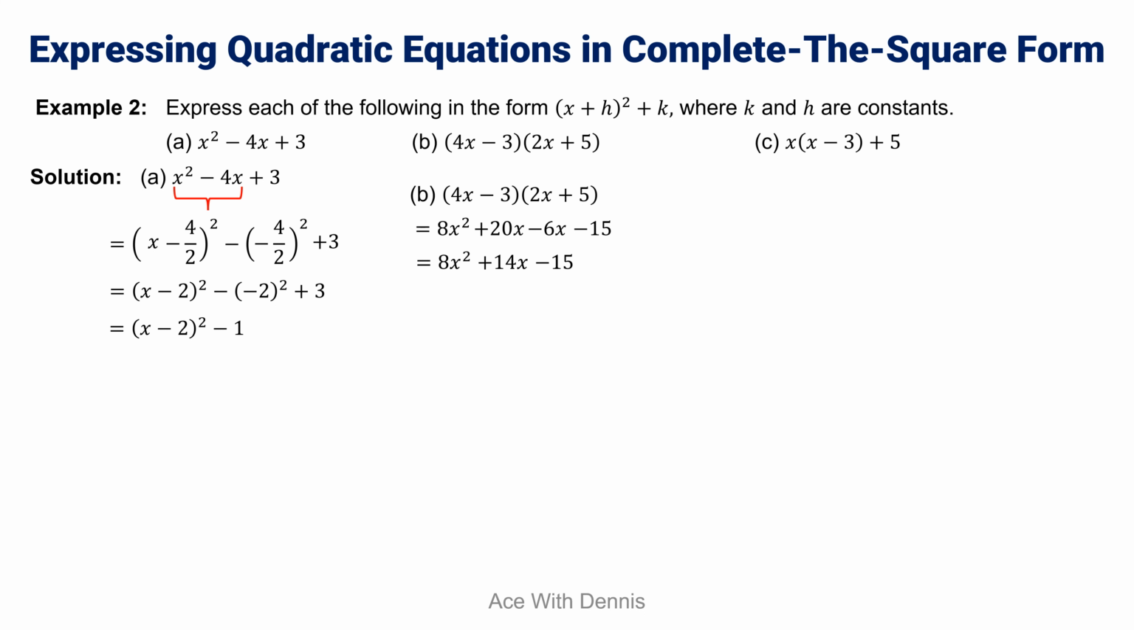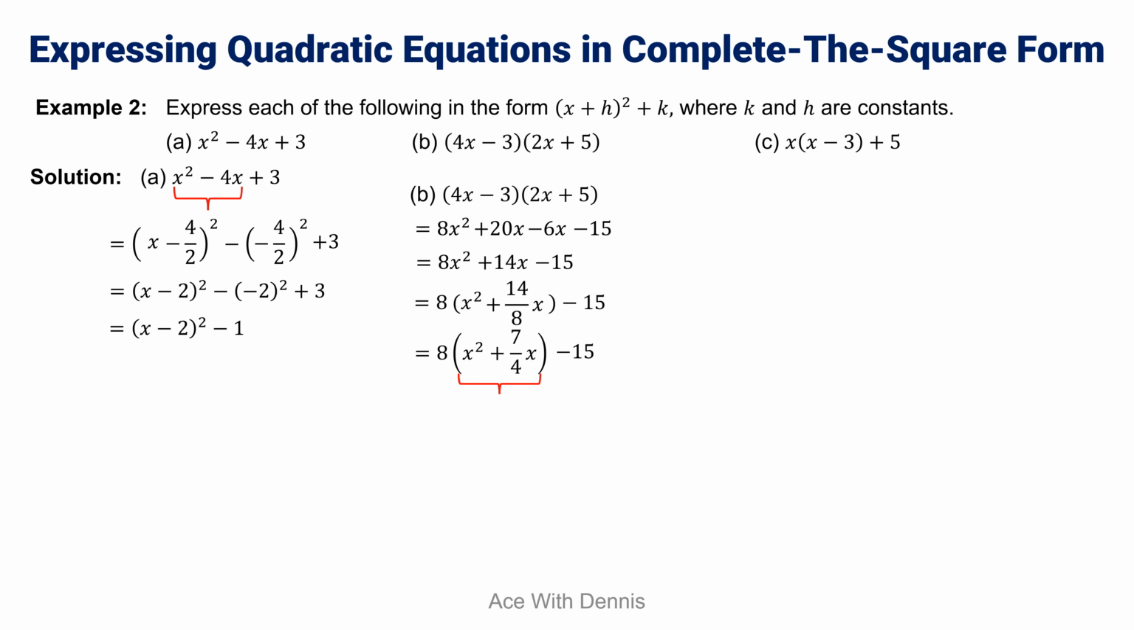So from here, I will check that the coefficient of x squared is not 1 but is 8. So I have to factorize it. So this is what it becomes after I factorize. So it will be 8, then bracket x squared plus 14 over 8x, close the bracket, then minus 15. So from here, I can simplify first. It becomes 8 times x squared plus 7 over 4x, minus 15. And we can perform the completing the square now, right?